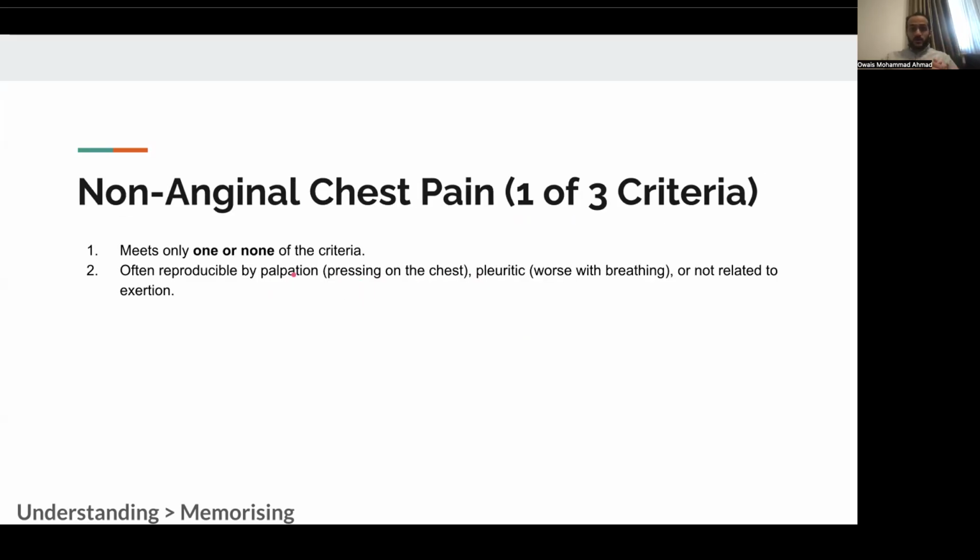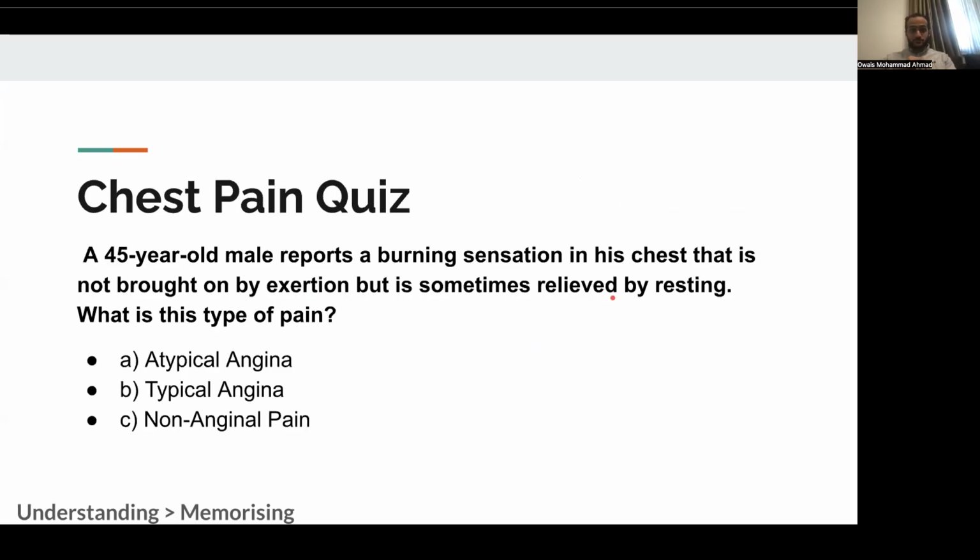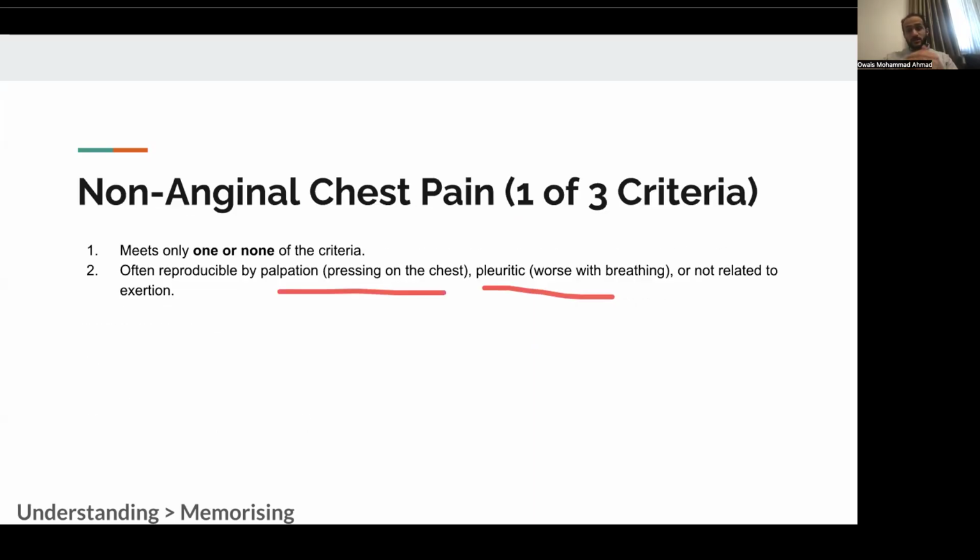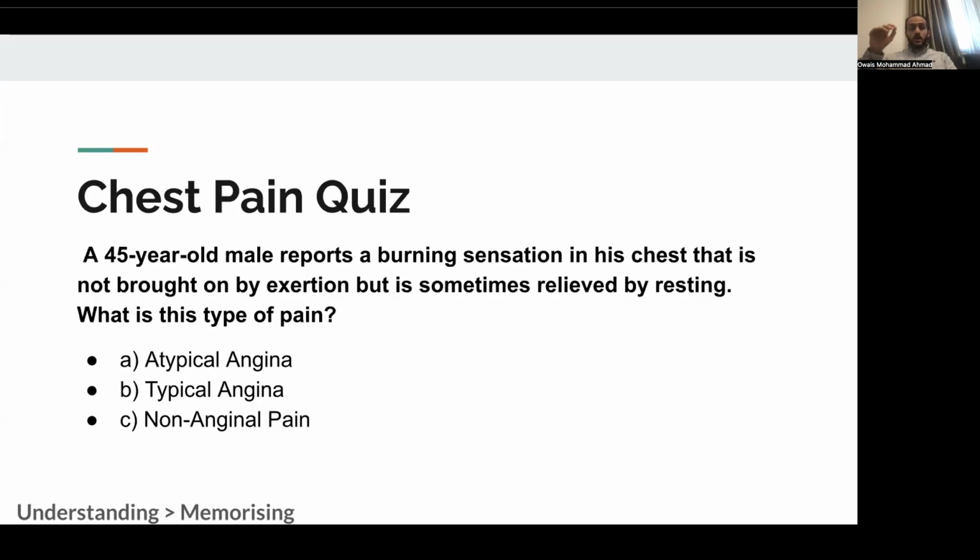Non-anginal chest pain, one of the three criteria. It's reproduced by palpation, pressing on the chest, or by breathing, and not often related to exertion. So that's going to be if you only meet one of those criteria. So the three criteria, of course, are heaviness, tightness, pressure, pain on the chest; second, being with exertion or emotional stress; and being relieved by nitroglycerin or rest. So that's going to be the criteria over here.